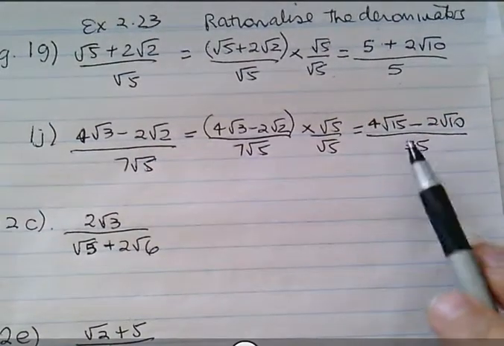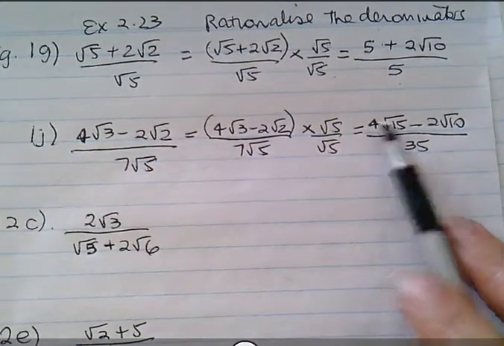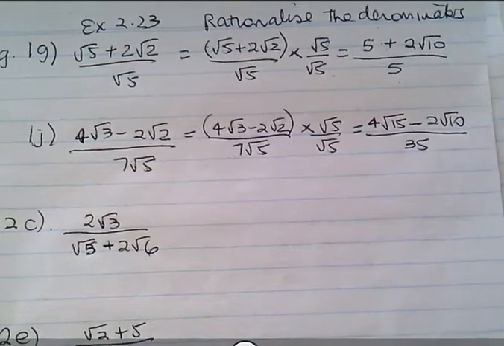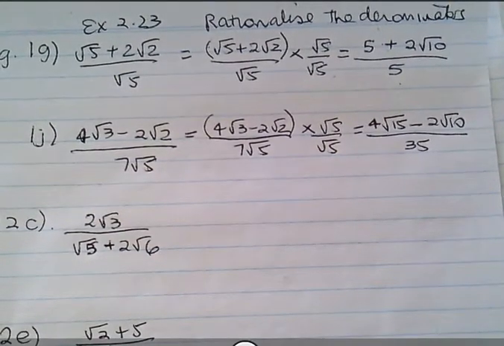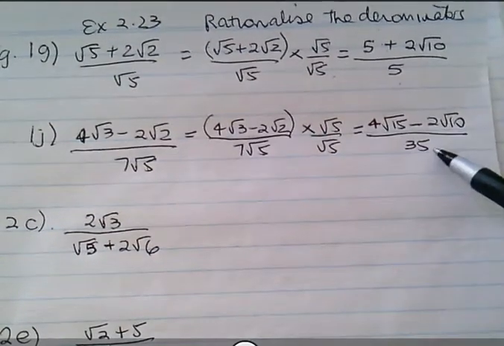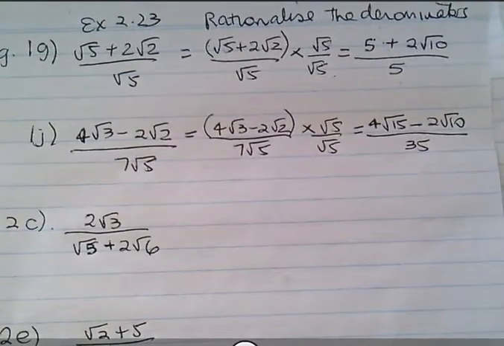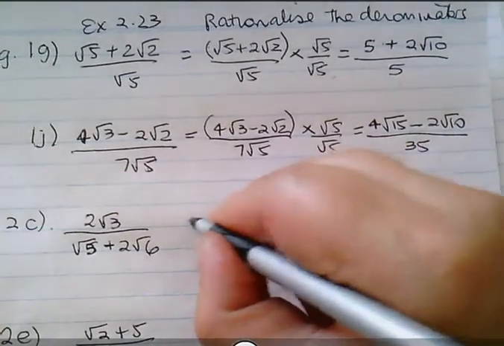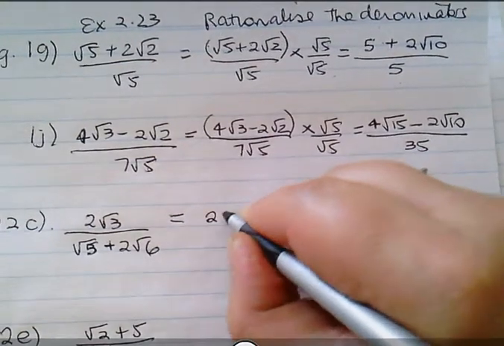Now have a look at 4, 2 and 35. There's no common factor between 4, 2 and 35. If I had 4, 2 and an even number down the bottom, I would have been able to simplify, but I can't. All right, the next one, question 2C.